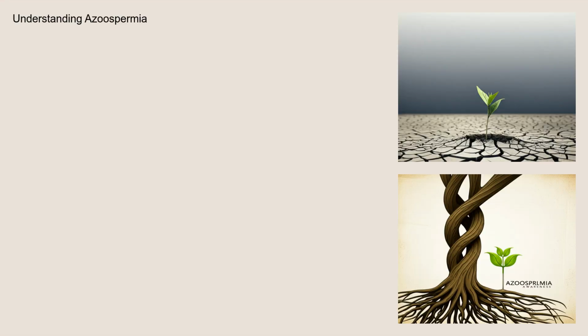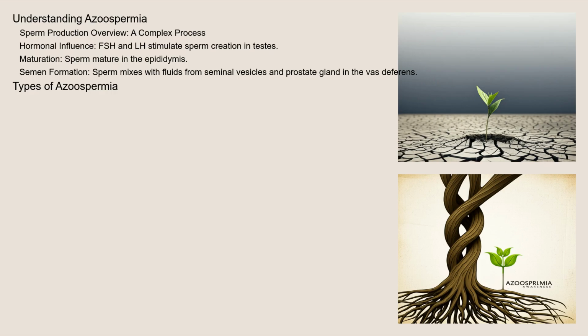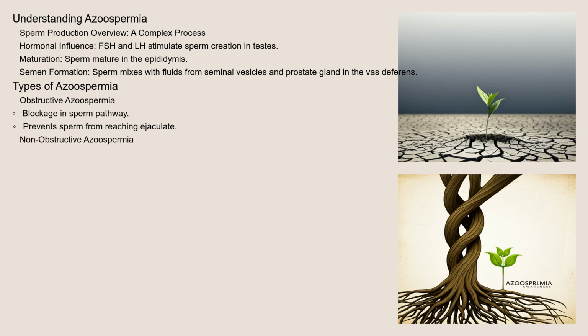To understand azoospermia, we need to look at the process of sperm production. The testes, under the influence of hormones like follicle-stimulating hormone or FSH and luteinizing hormone or LH, are responsible for creating sperm. These sperm then mature as they travel through the epididymis, a coiled tube behind the testes. They then travel through the vas deferens, where they mix with fluid from the seminal vesicles and prostate gland to form semen. In obstructive azoospermia, this pathway is blocked, preventing sperm from reaching the ejaculate.